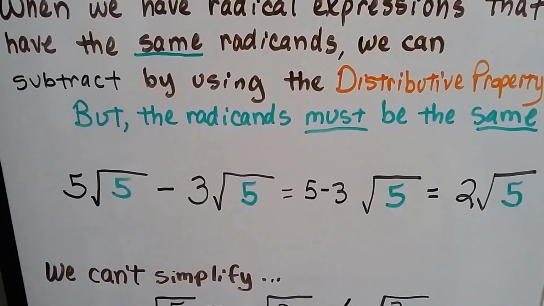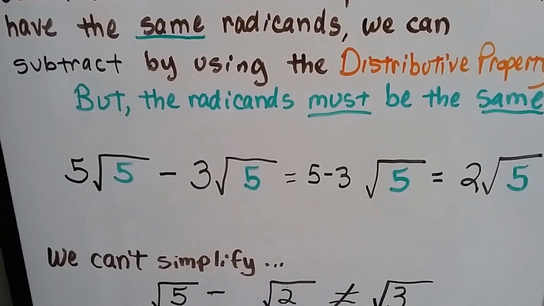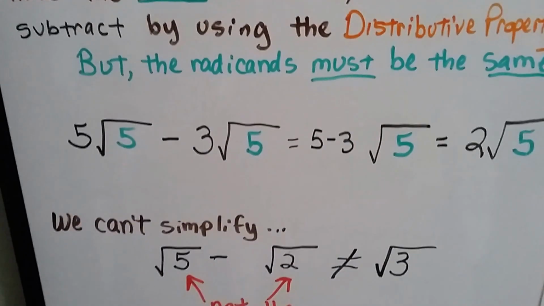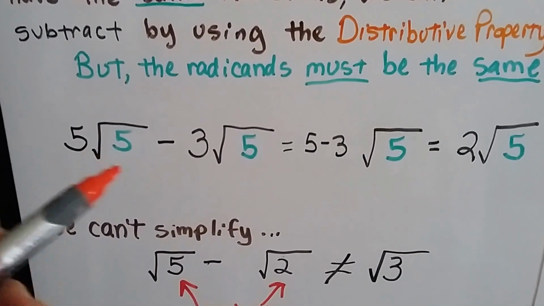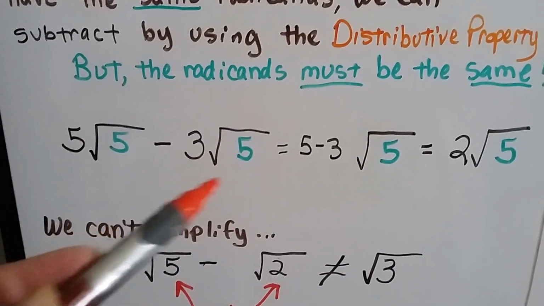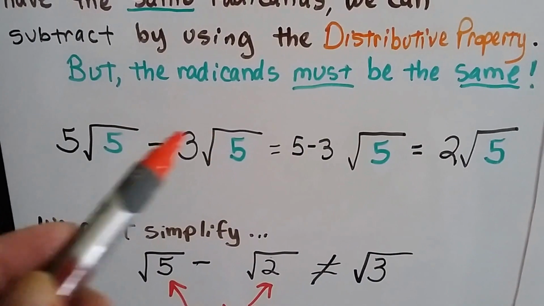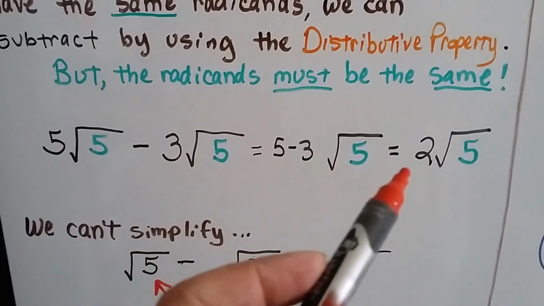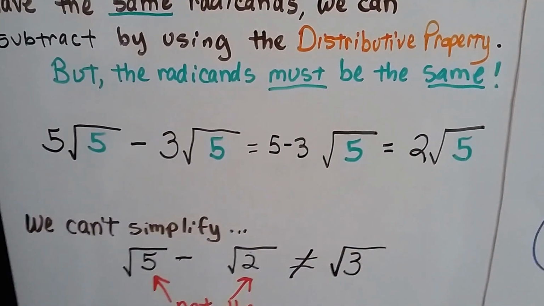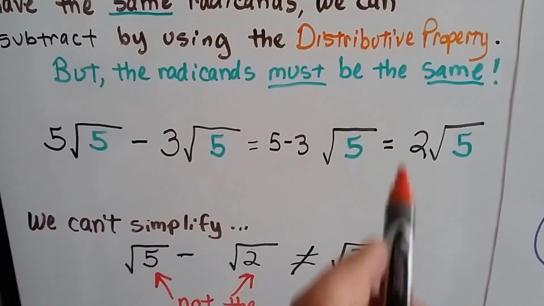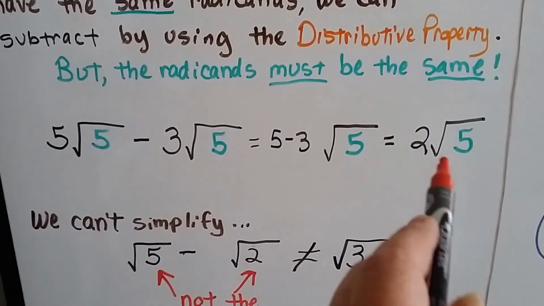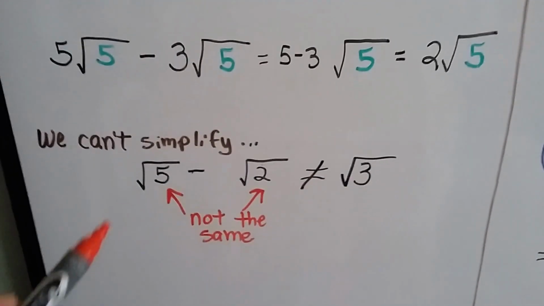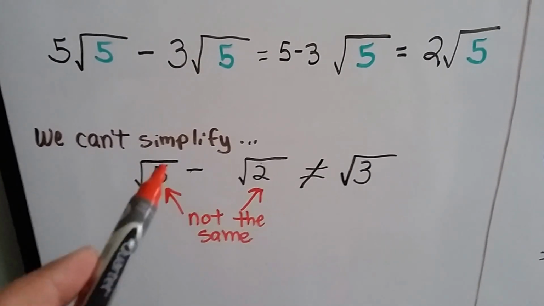So, as we've said in the previous video, when we have radical expressions that have the same radicands, we can subtract by using the distributive property, but the radicands must be the same. So we can have 5 times the square root of 5 minus 3 times the square root of 5, and we just do 5 minus 3 times the square root of 5. That's going to give us 2 times the square root of 5, see? And that doesn't equal 10, we just leave it like that.